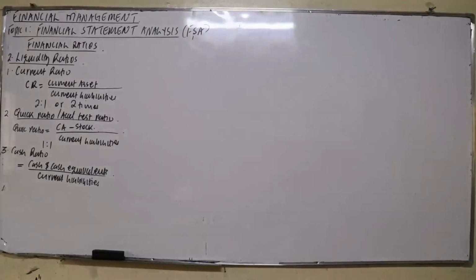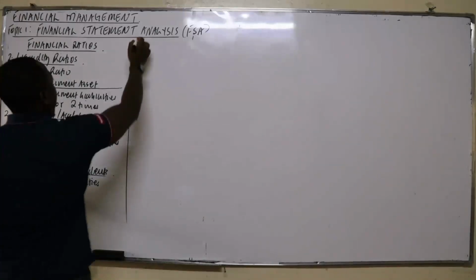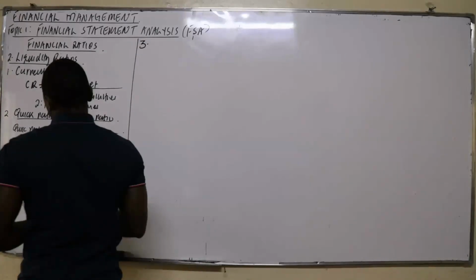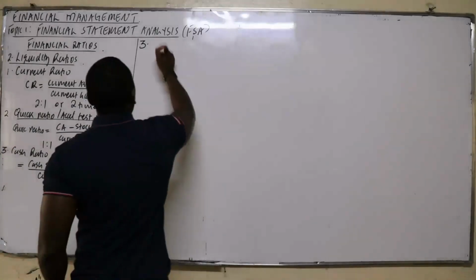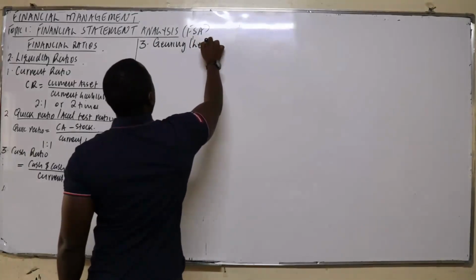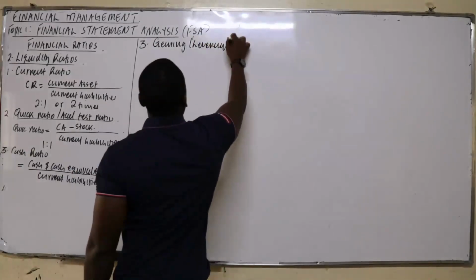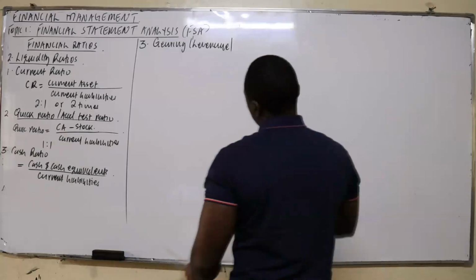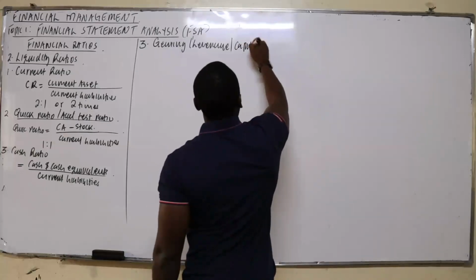We proceed. Look at that classification of the financial ratios. Number 3, the other category of ratio we have is the gearing/leverage ratio, also known as the capital structure ratio.